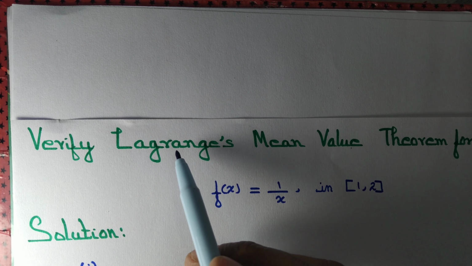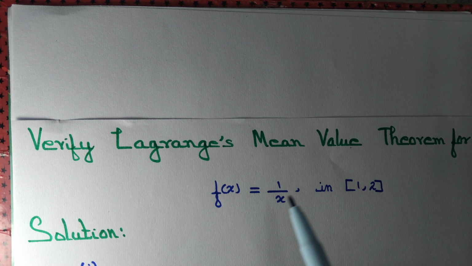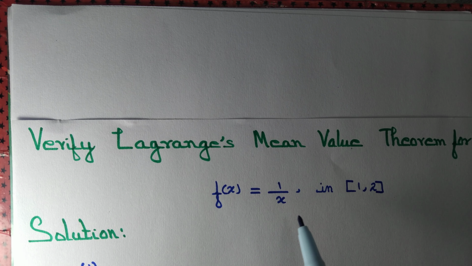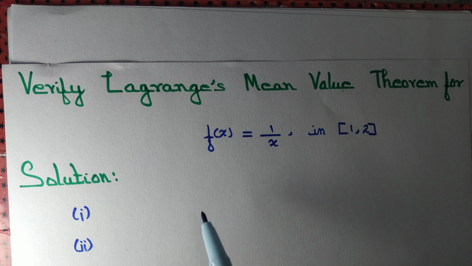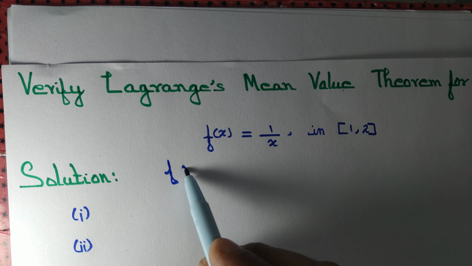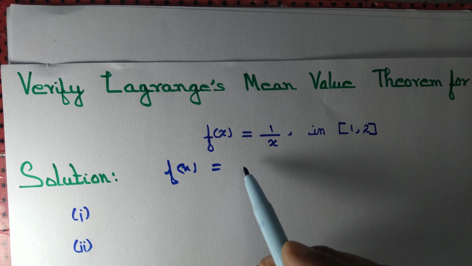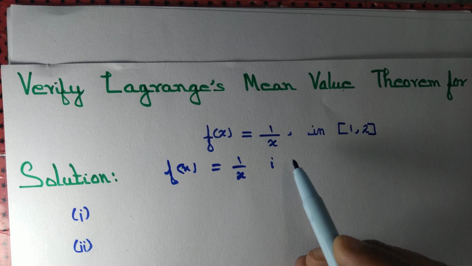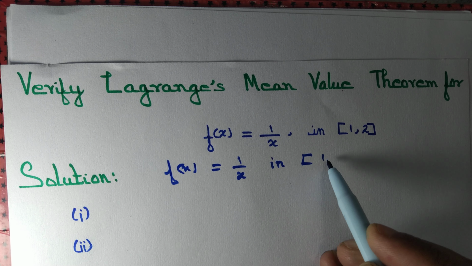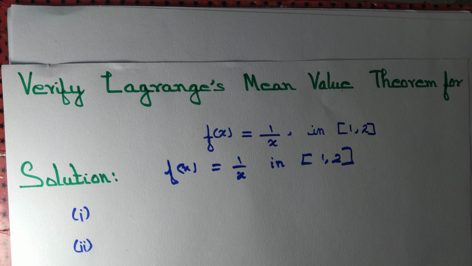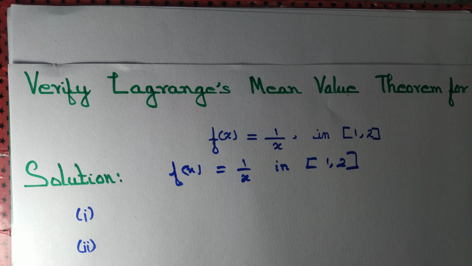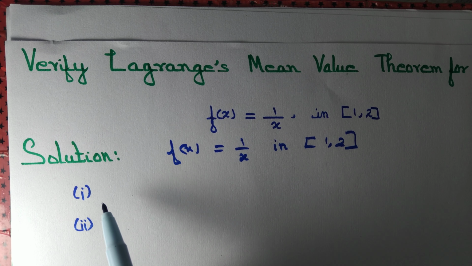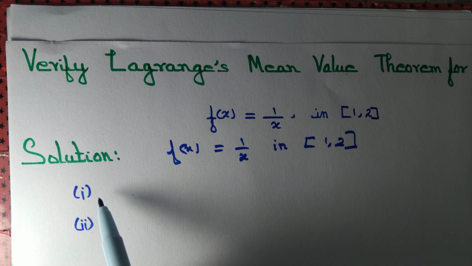Let us verify Lagrange mean value theorem for the function f(x) equal to 1 by x in the closed interval [1, 2]. So we are given f(x) equal to 1 by x in the closed interval [1, 2], and we want to verify Lagrange mean value theorem. If we want to verify it, we need to make sure that a number of criteria are satisfied, exactly 2 of them.